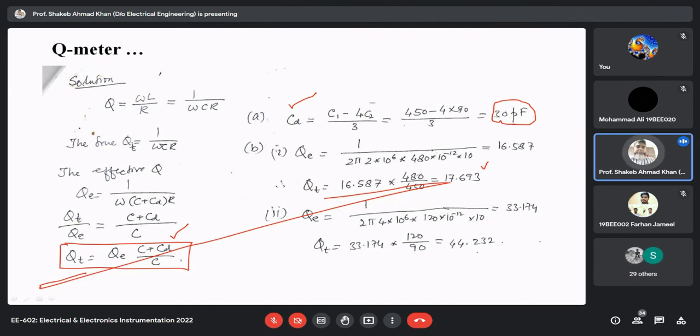All this discussion that we are doing is with reference to the Q meter. So if anybody has any question, you can ask, please. Yes, please.